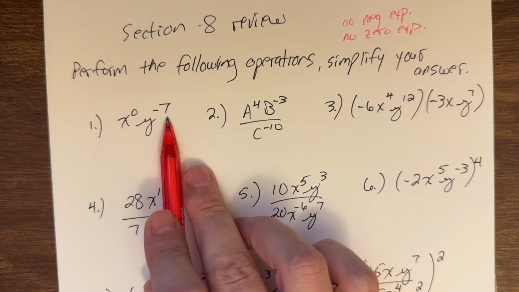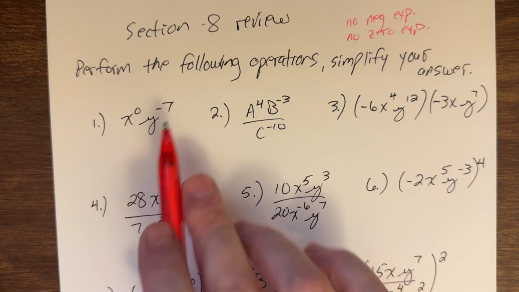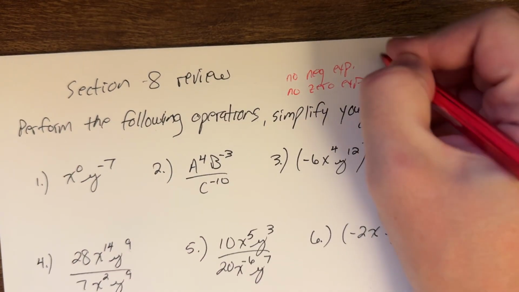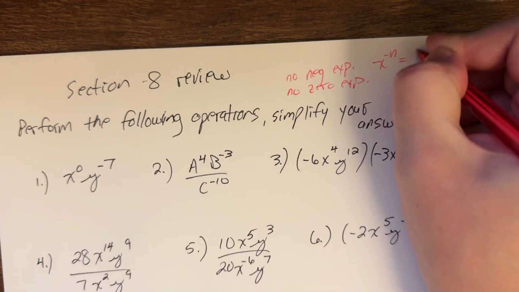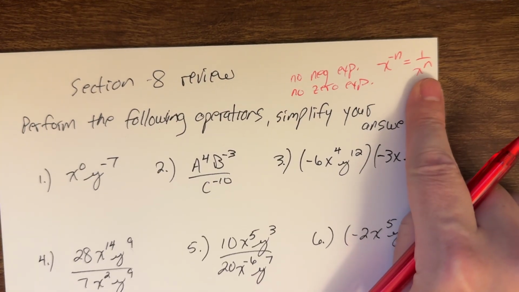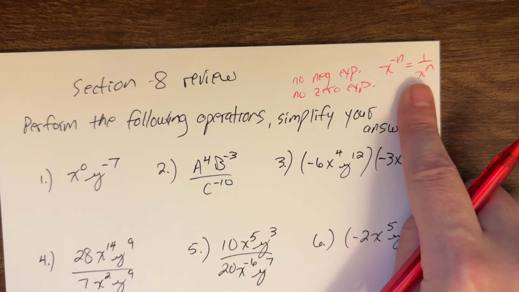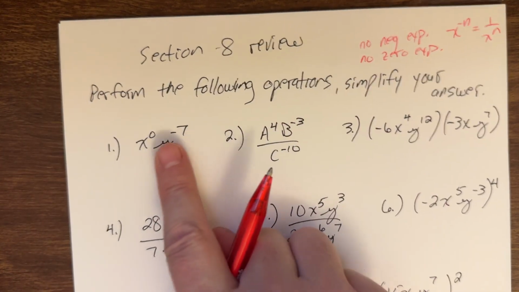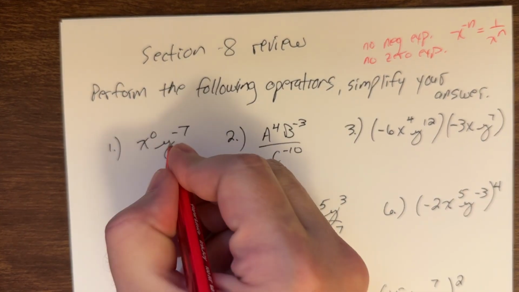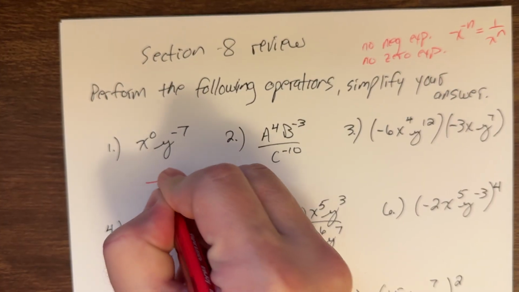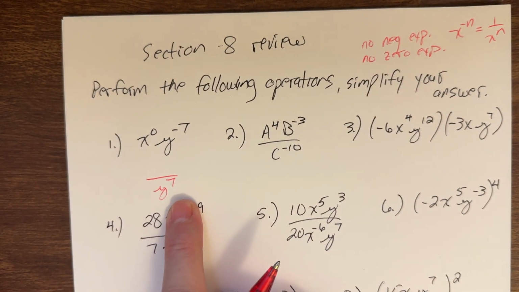So remembering our rule, and this again, are you a rule person or a concept person? Concept people, negative exponents just change their place in the fraction and they become positive. Rule people, they've got a rule x to the negative n equals 1 over x to the positive n. That's the rule that they are using. So that's one aspect. That y is going to go into the denominator and become y to the positive 7.